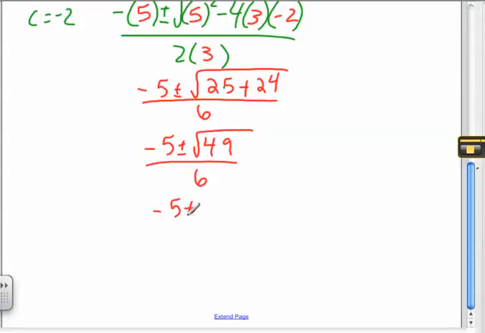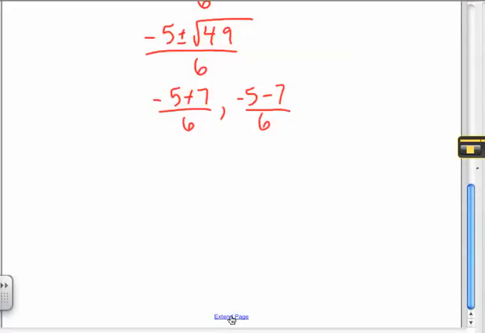Negative 5 plus 7 over 6 and negative 5 minus 7 over 6, right? Curran, what do I get? X is equal to... I get 2 over 6 and negative 12 over 6, and that reduces to 1 over 3 and negative 2.